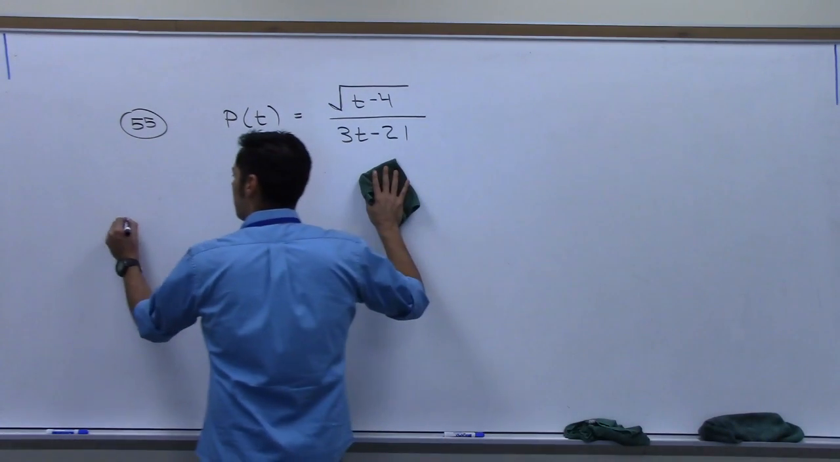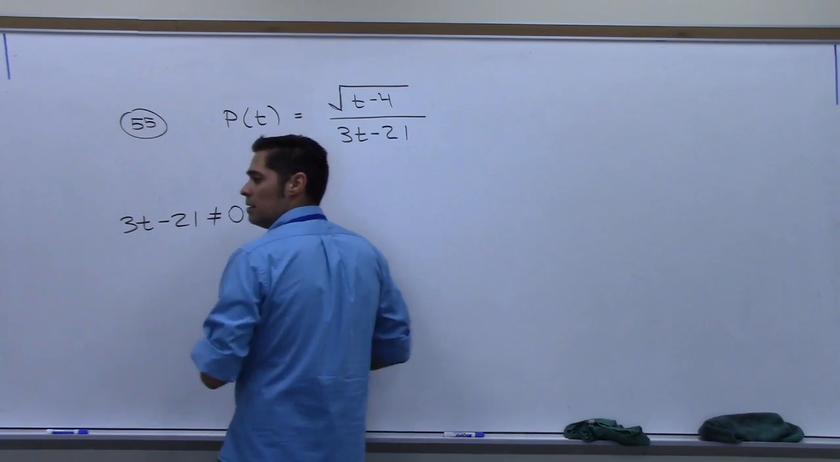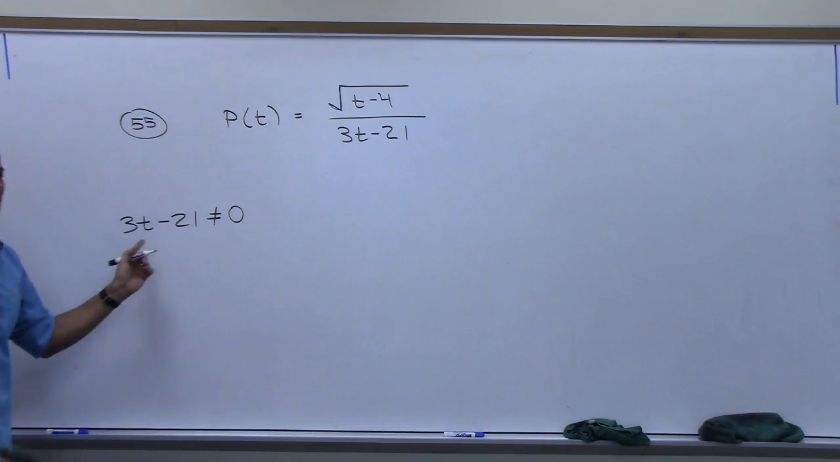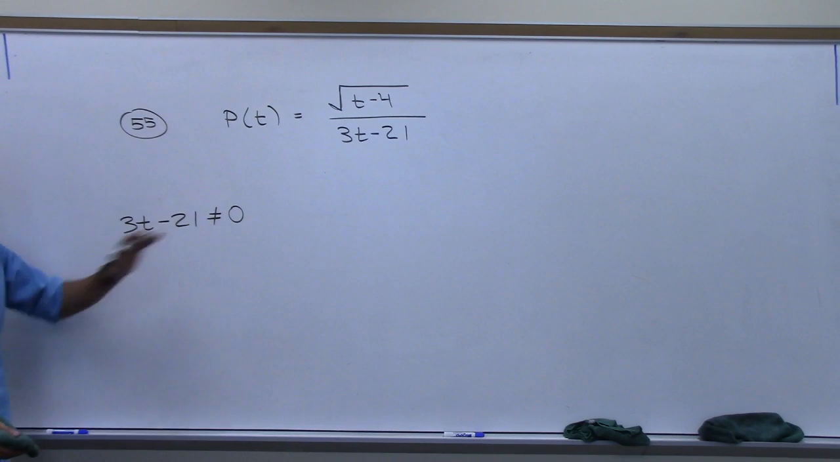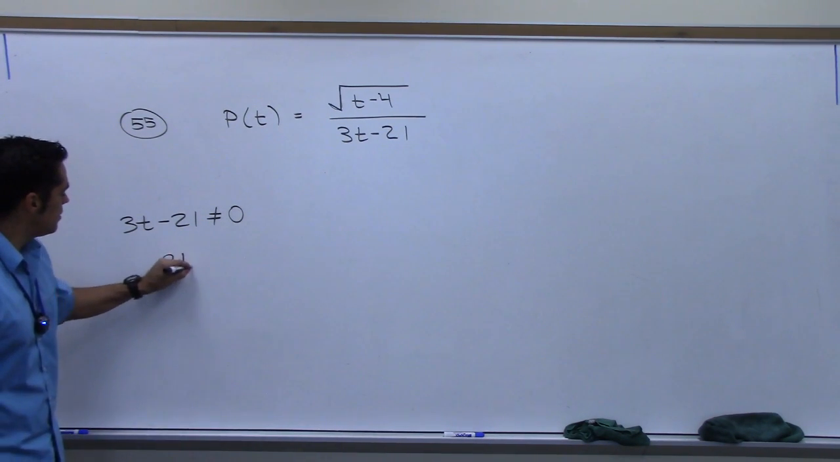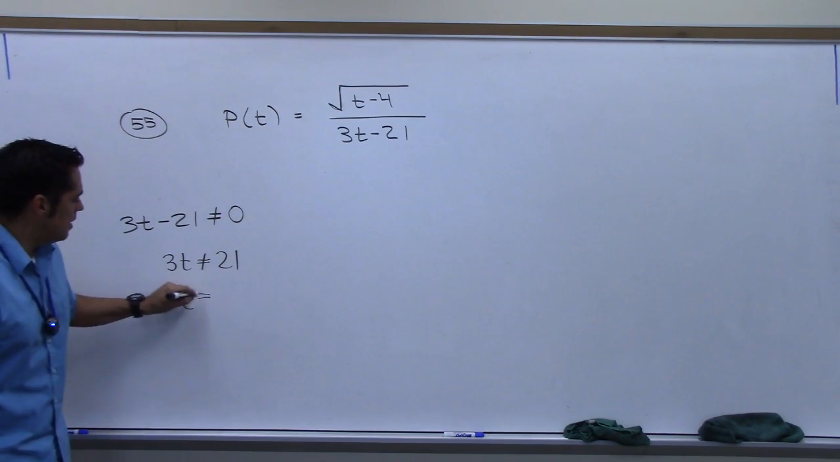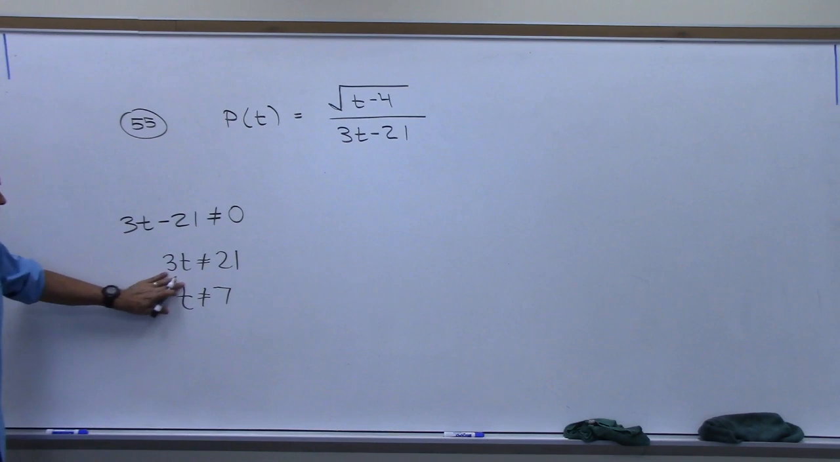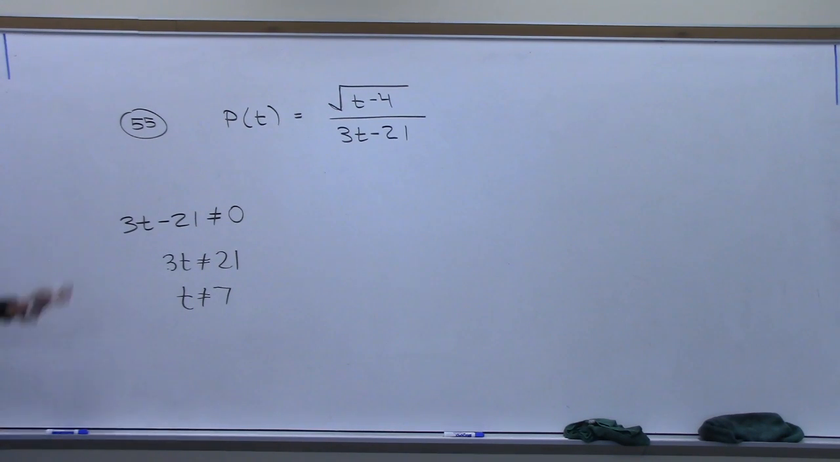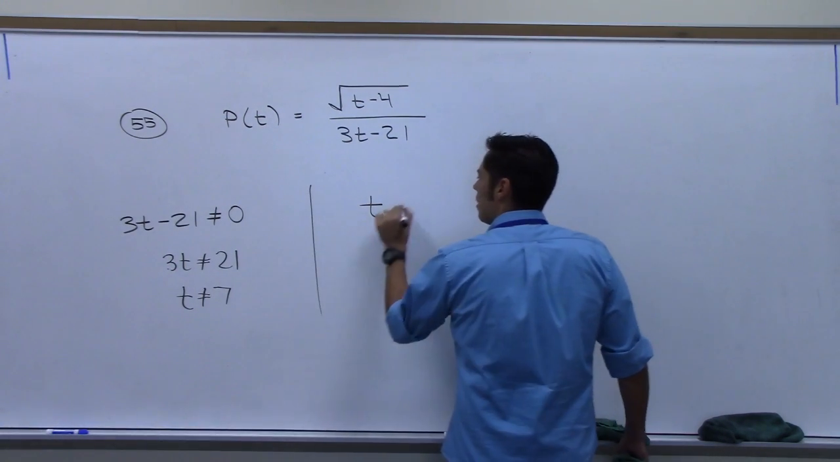First of all, 3t minus 21. I don't want that to be 0, right? So this one, we can work with, leaving it as a not equal to, because it's an easy equation to solve. It's linear, right? T cannot be 7. Because that's a clean, easy thing to work through, I'm just going to write that. T can't be 7.